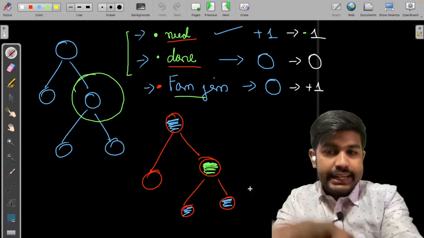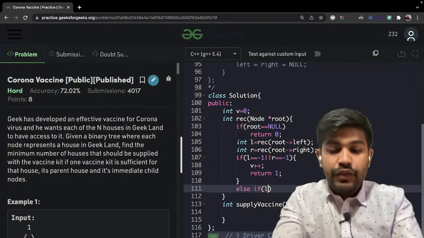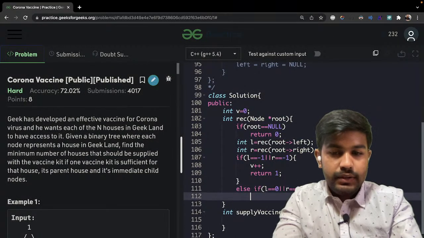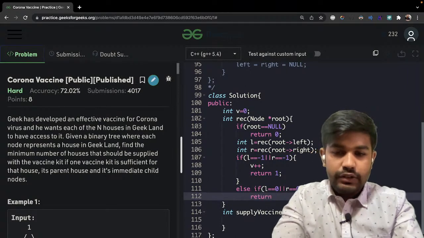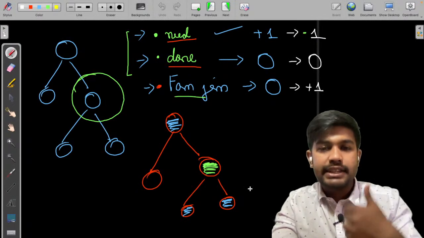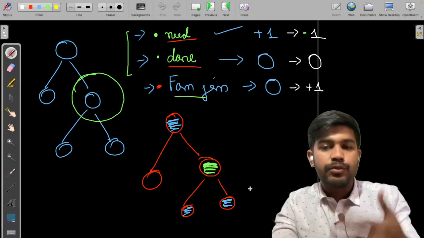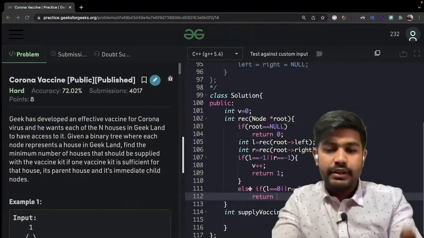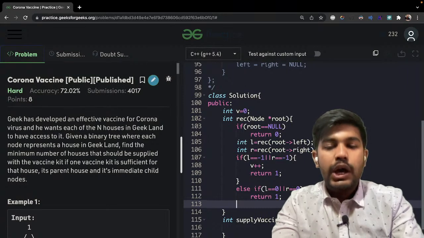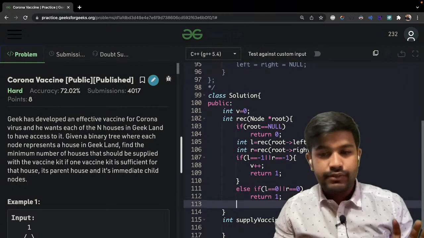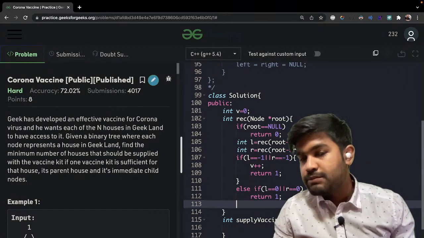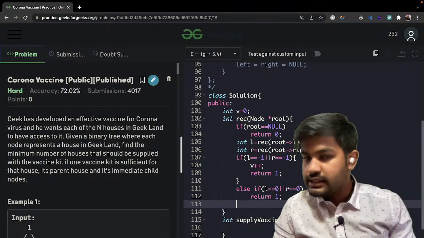So if any of them is done, that is 0, but it can't provide for someone else. So if L is equal to 0 or R is equal to 0, then we would return what? If any of them is done, we need to vaccinate ourselves. If we vaccinate ourselves, we have the potential to vaccinate others. So we would return 1. Else, the case would be that either both of my children are not vaccinated. Either they are looking after themselves but they can't look after the root of the tree. Okay, this is the case.